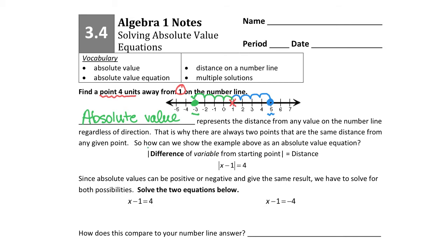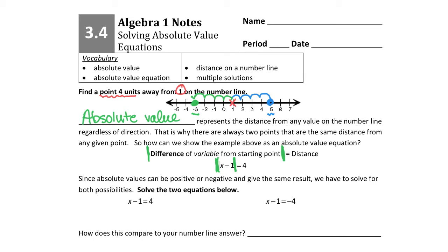So the first thing you need to remember, if you don't, is that the absolute value symbol are these 2 straight vertical lines, and we put those around anything we want to represent the absolute value of. So absolute value is always a positive result. So anything inside those bars needs to become a positive answer.